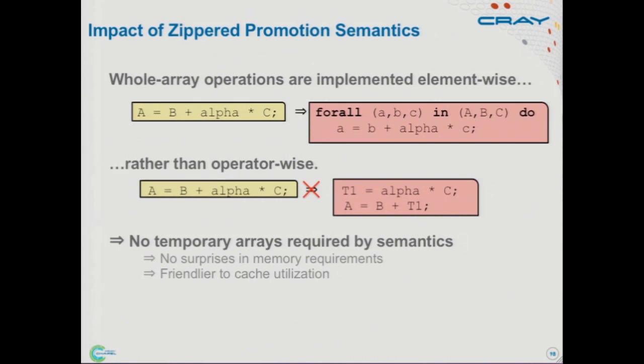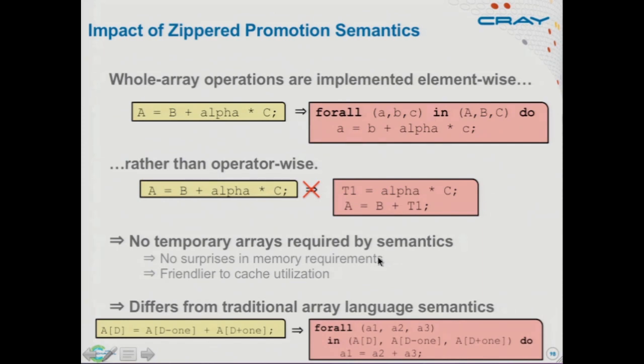The zippered forall up at the top tends to have better cache behavior than if I am ripping through my arrays pairwise and completely blowing my cache out each time. Okay, so these are the reasons this is a good thing. It can be a little bit surprising though.